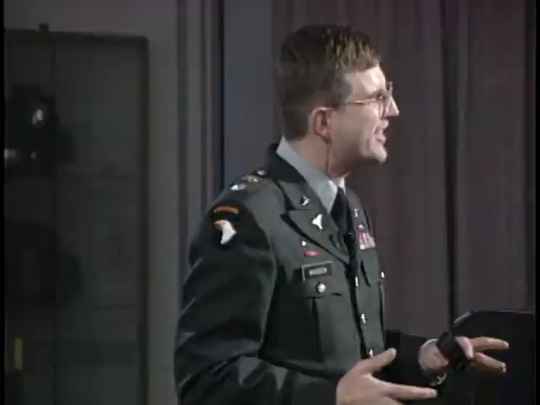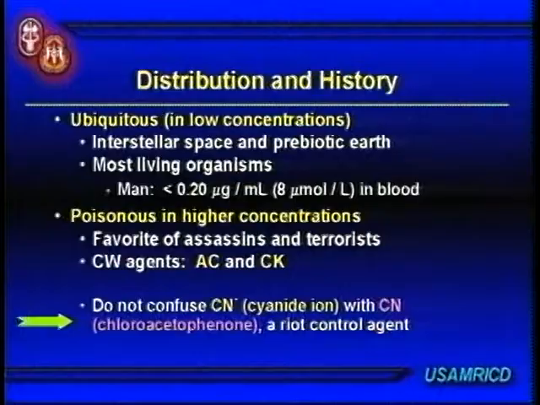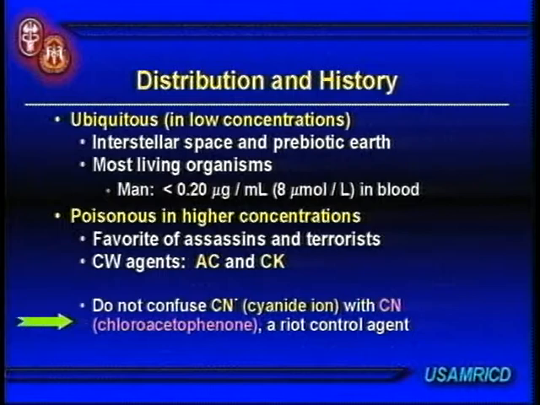And the other thing I wanted to remind you about is the NATO codes. What's the NATO code for hydrogen cyanide? It's AC. And for cyanogen chloride, it's CK. Sometimes in referring to the cyanide ion itself, we use CN with a little negative sign by it. Don't confuse that with the NATO code CN, which stands for chloracetophenone. It's one of the riot control agents, and you'll hear about that from Colonel Newmark. Not meant to be confusing. I'm trying to allay fears about this.